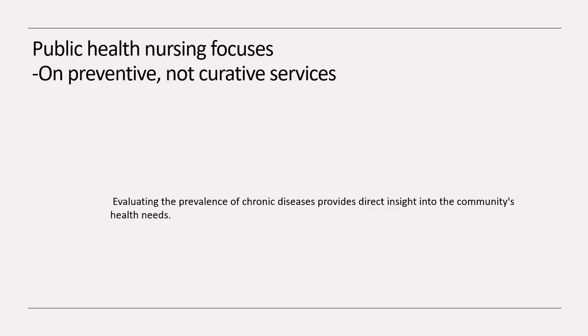Evaluating the prevalence of chronic diseases provides direct insight into the community's health needs. So we're that community nurse and we're trying to come up with a program. We need to know, well, what diseases already exist? What are the rates of it? What is the prevalence of it? How many people have it? That helps guide what that community needs. But public health nursing focuses on preventative services.